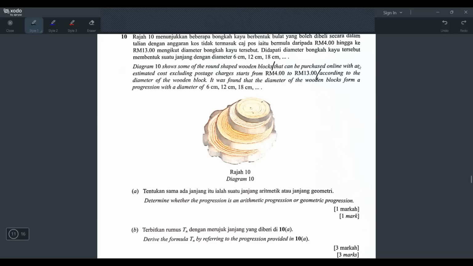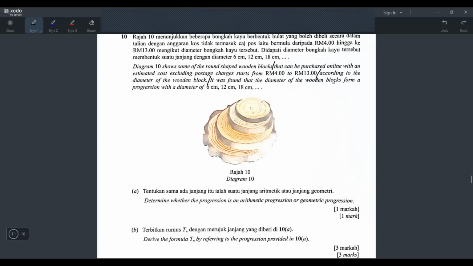Round-shaped wooden blocks that can be purchased online with estimated cost starting from 4 ringgit to 13 ringgit. Oh, it means the price is somewhere in between, according to the diameter of the wooden block. Okay, if you buy a bigger diameter, then it's more expensive, and the most expensive one is 13 ringgit. But if you buy the wooden block with a smaller diameter, then you pay less. And for the smallest diameter, you pay 4 ringgit. I think that's what it means.